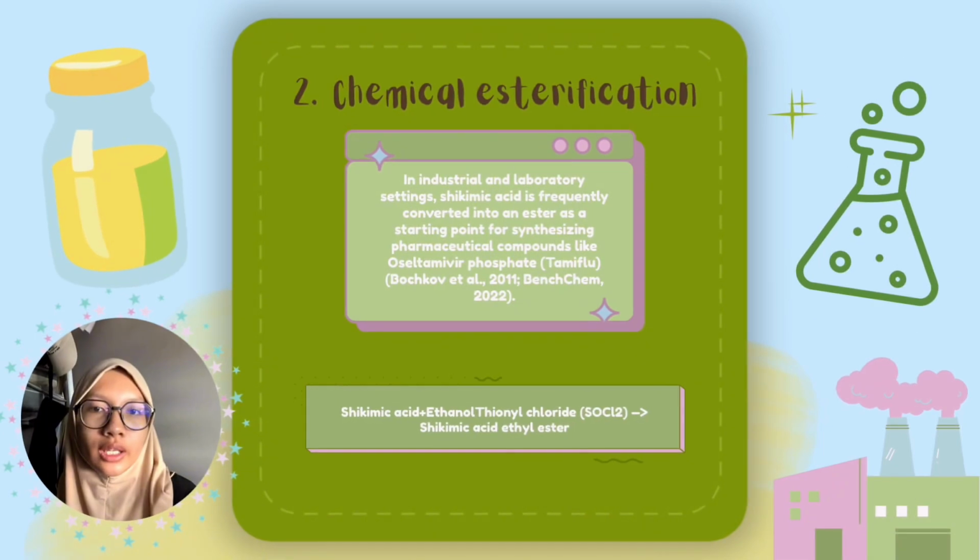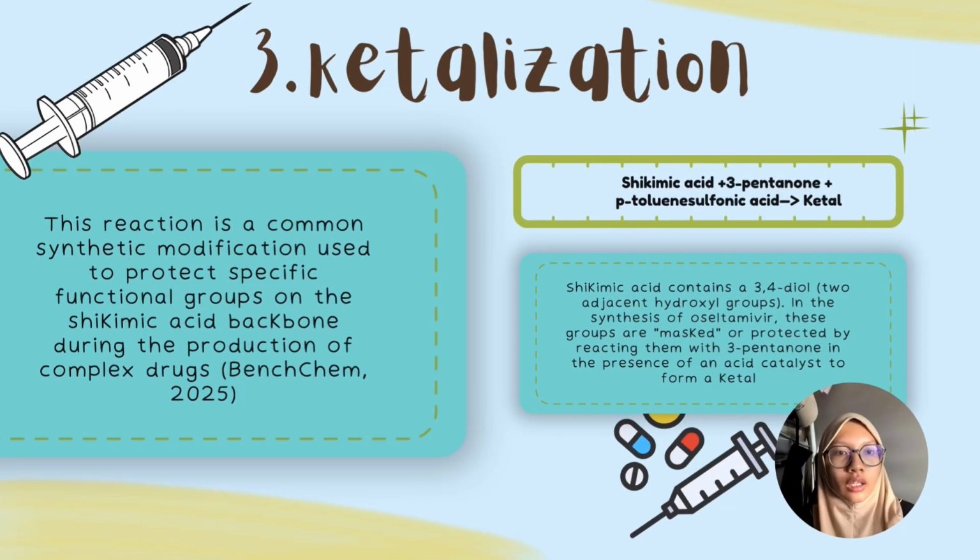The second one is chemical esterification. In industrial and laboratory settings, shikimic acid is frequently converted into an ester as a starting point for synthesizing pharmaceutical compounds like oseltamivir phosphate, or known as Tamiflu. The chemical reaction is shikimic acid plus ethanol and thionyl chloride, or SOCl2, and then it will produce shikimic acid ethyl ester. And then the last reaction is known as ketalization.